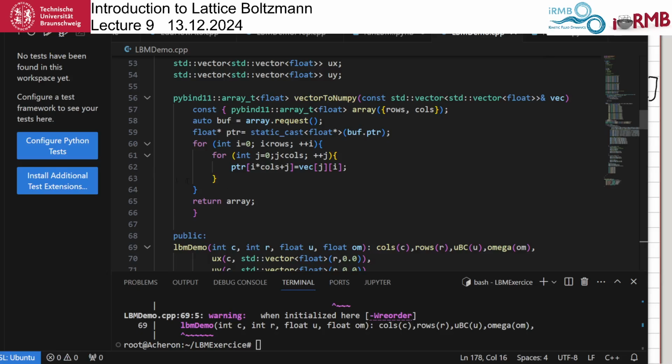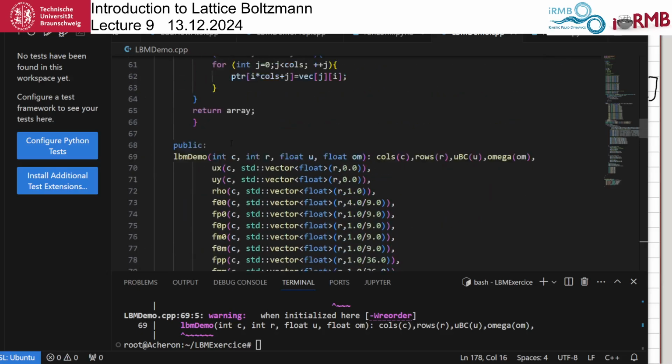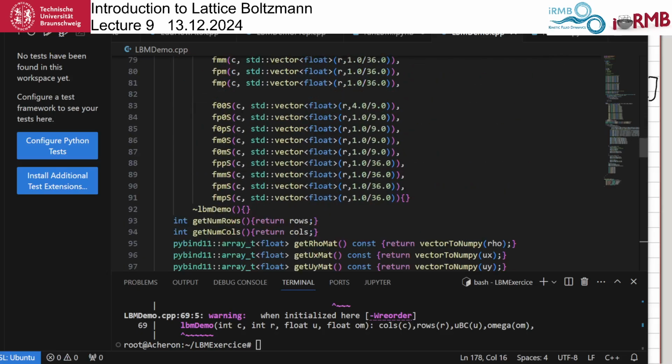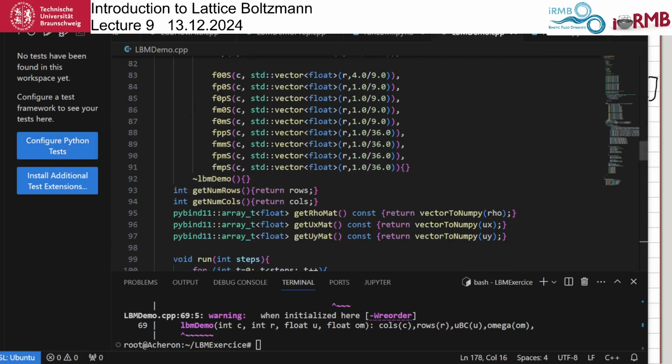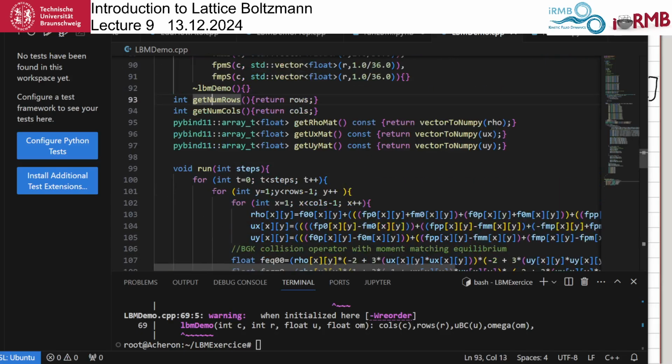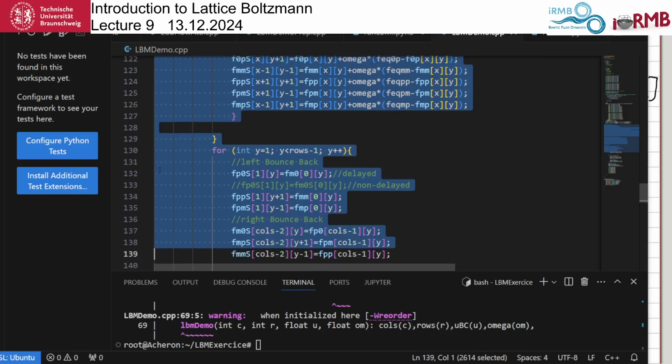Now the idea. You remember our code from last time. This is the code from last time. I have to change the system a bit. The idea that I had is that in this code we have this function run, which is the BGK function. So my idea was I will take this function run and just copy it.